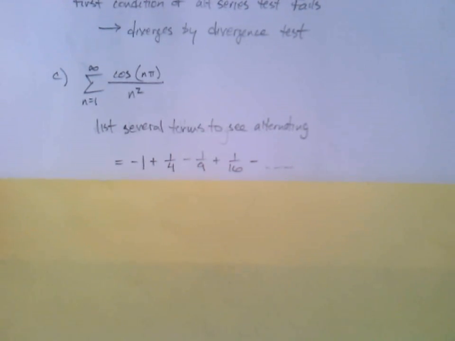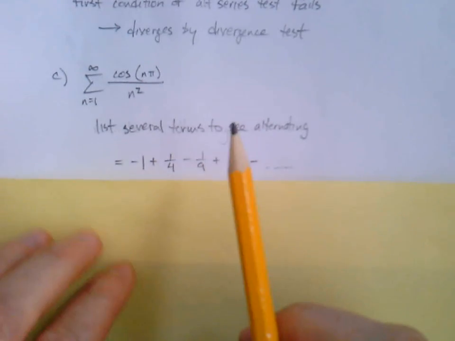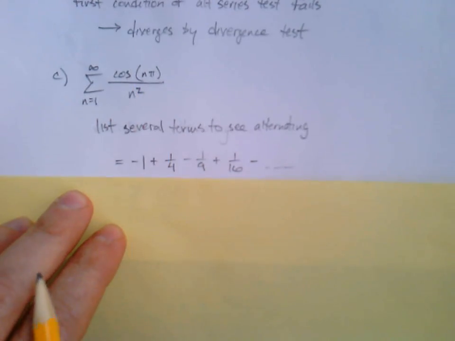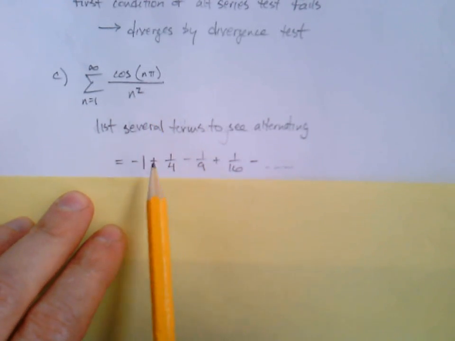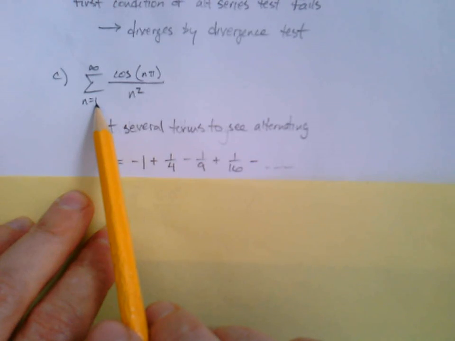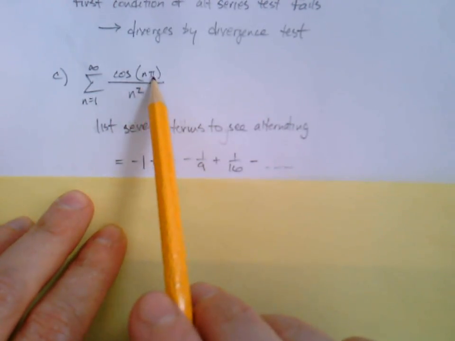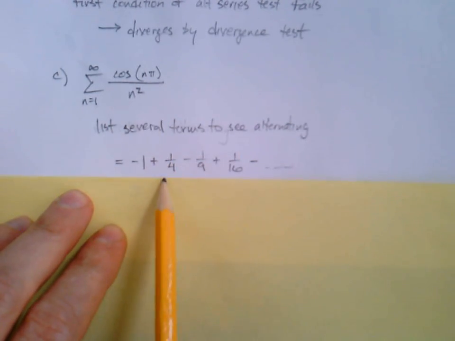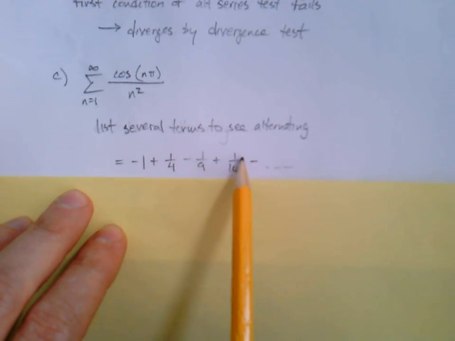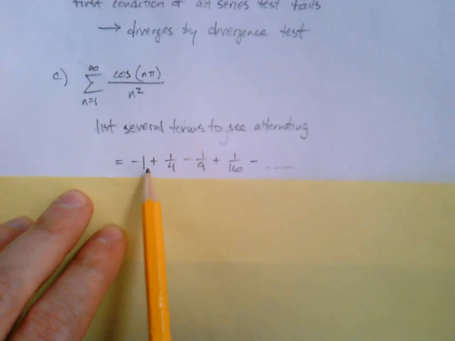Okay, so in this case, if we begin with n equals 1, well, the cosine of pi is -1, right? -1 over 1. Let's see, n equals 2. Cosine of 2 pi is +1 over 4. Cosine of 3 pi back to -1. Cosine of 4 pi. Okay, so we can see it.